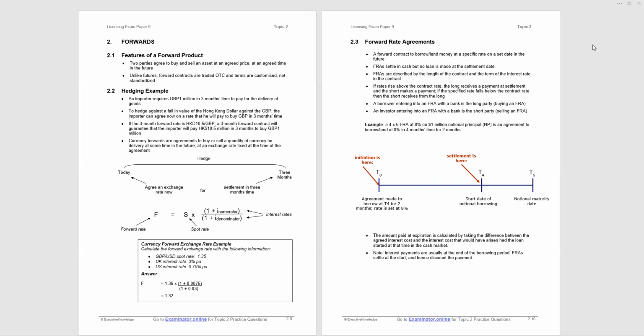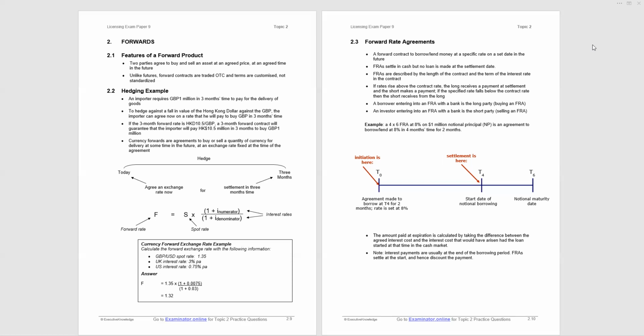Now, the last 2 bullet points on that list under 2.3 are important. A borrower entering into an FRA with a bank, it's usually a bank, is the long party. In other words, you buy an FRA when you're borrowing. Your exposure is to borrowing, so your exposure is to interest rate rising. An investor entering into an FRA, so that's where you're depositing money and your risk is that interest rates will fall, you're the short party. In other words, you sell an FRA when your underlying trade is an investment. You're putting money on deposit.